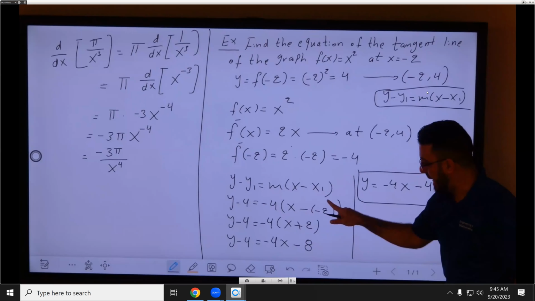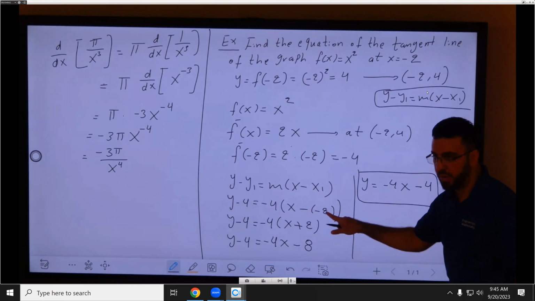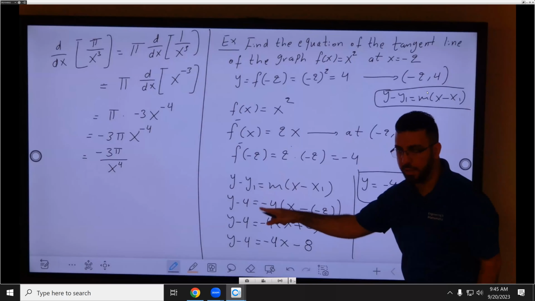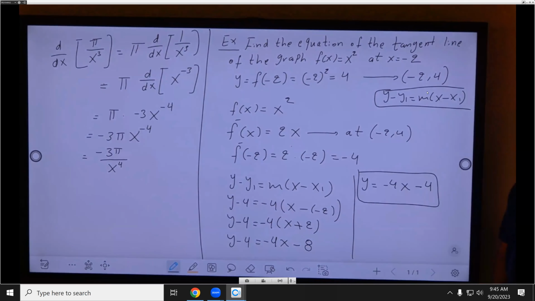And x by itself, x1 is -2. It's negative times negative, positive. The same thing if you have a negative y, it's going to be plus y, okay?